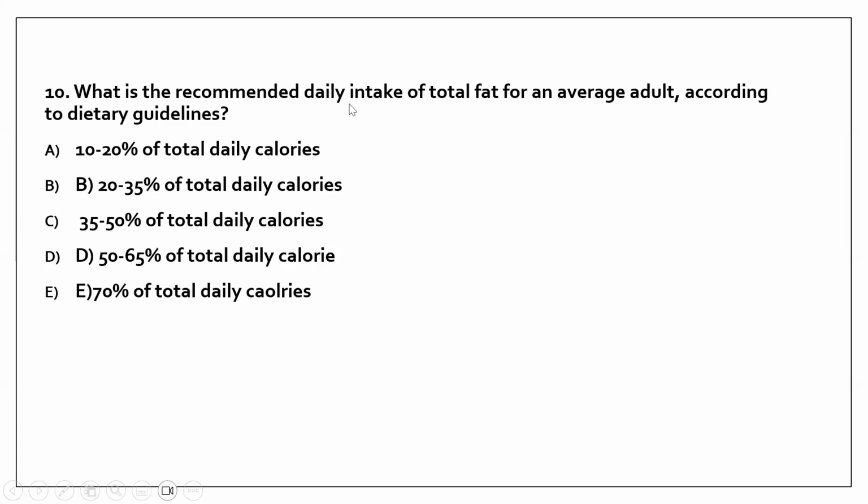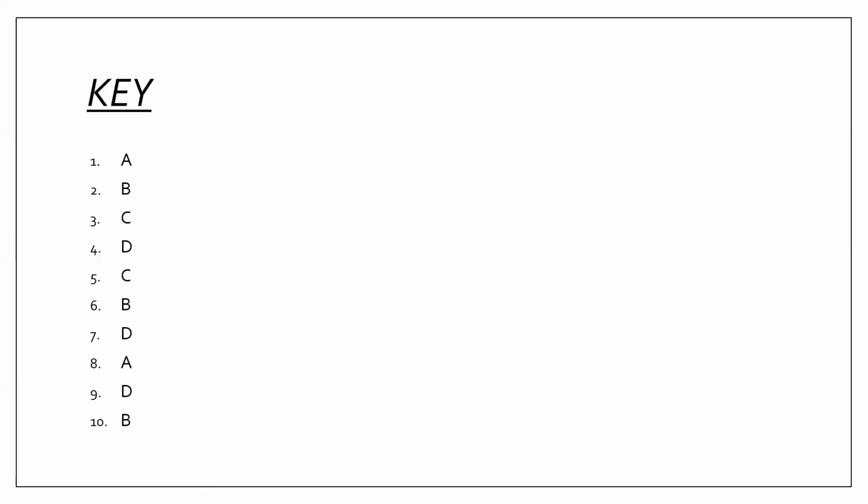What is the recommended daily intake of total fat for an average adult according to dietary guidelines? A. 10 to 20% of total daily calories. B. 20 to 35%. C. 35 to 50%. D. 50 to 65%. E. Greater than 70%. B. Yes, the correct answer is B. 20 to 35% of total daily calorie requirement. This is the key to the MCQs.